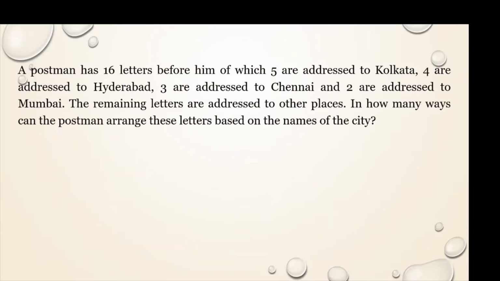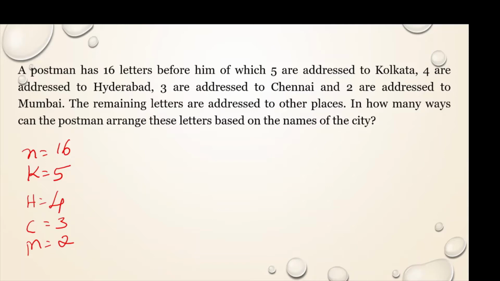Now let us understand this one. A postman has 16 letters before him, of which 5 are addressed to Kolkata. So for Kolkata there are 5 letters. The total n is 16. 4 are addressed to Hyderabad, 3 are addressed to Chennai and 2 are addressed to Mumbai. The remaining letters are addressed to other places. In how many ways can the postman arrange these letters based on the names of the city?